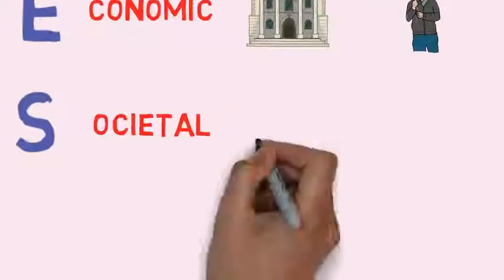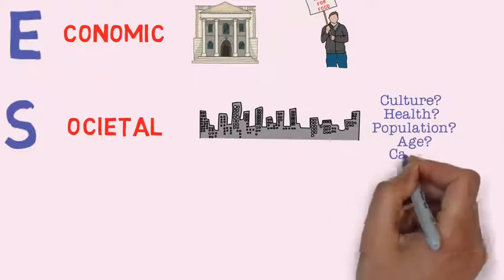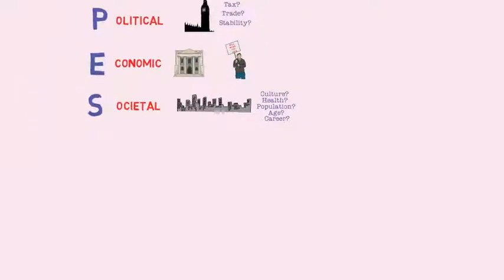Societal. So what is occurring socially in the markets where you operate or expect to operate? Consider cultural norms and expectations, health consciousness, population growth rates, age distribution, and career attitudes.